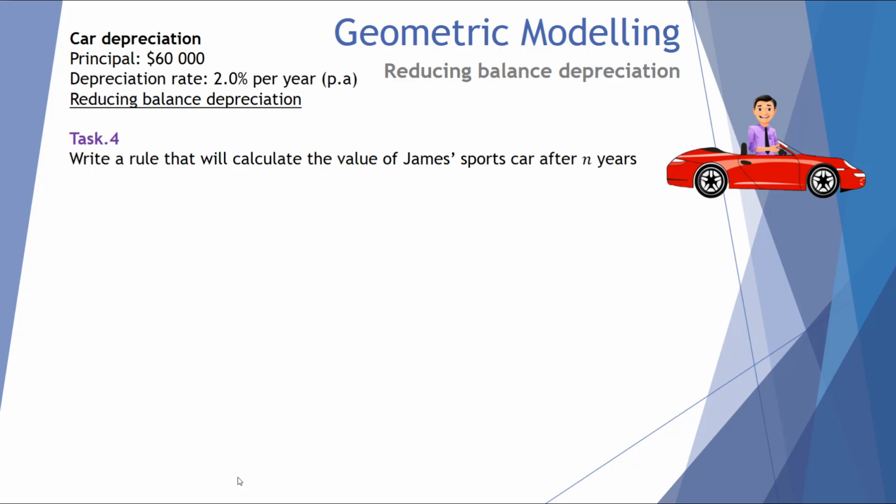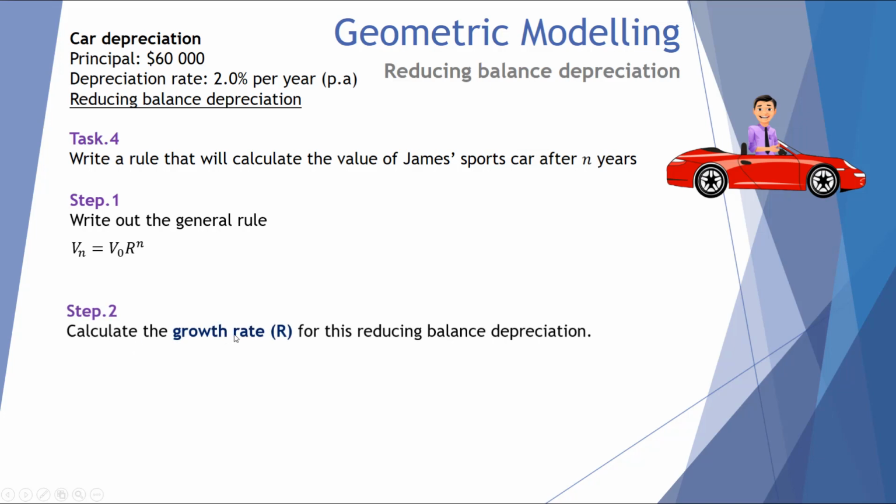Task number 4, write a rule that will calculate the value of James's sports car after n years. Clearly from our previous example, we see the benefit of using rules rather than recursion models for a larger number of terms. Step number 1, write out the general rule. So here we have our value after n years is equal to our initial value multiplied by the growth rate to the power of n.